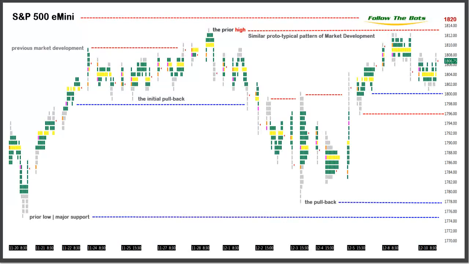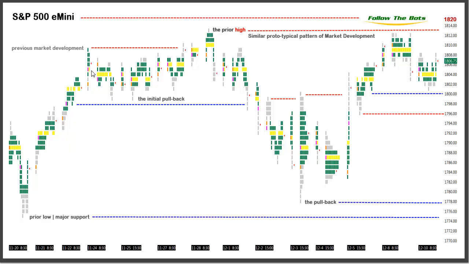Traders that employ market structure as the vehicle for their technical analysis pay particular attention to the similar prototypical patterns of market development that redundantly appear throughout the trading range. The most common pattern is the run-pause pattern that we see here when the S&P auctioned above the November 20th low and rallied up to the current multi-year high.